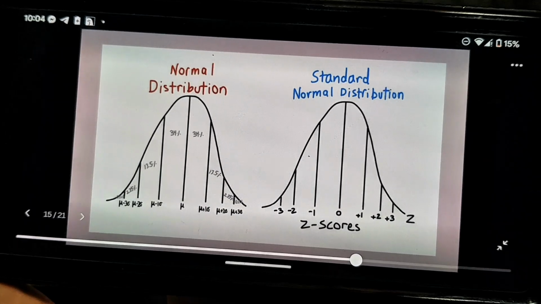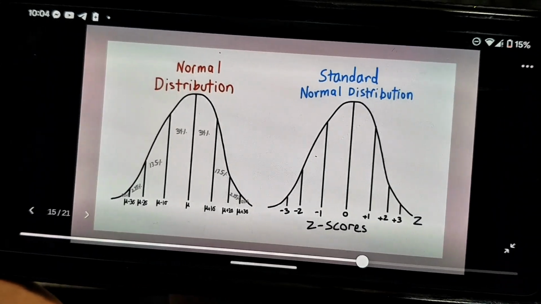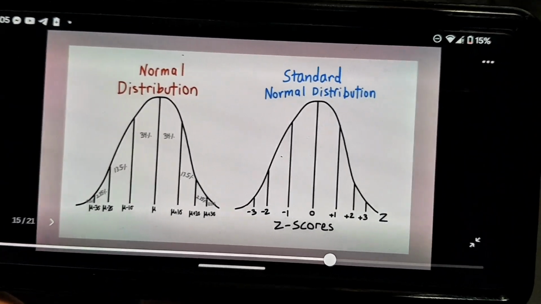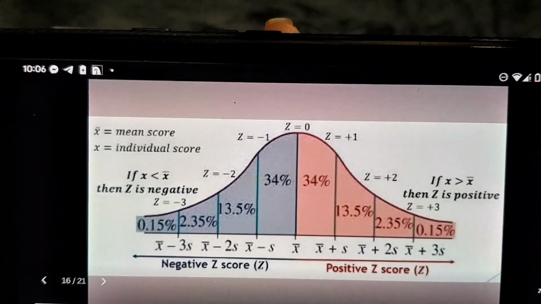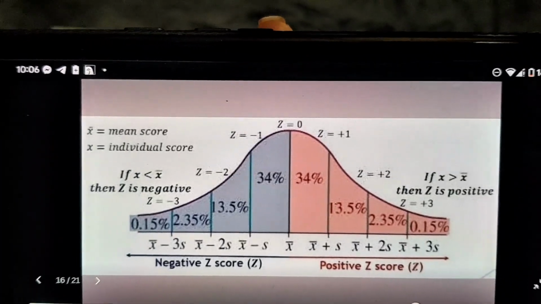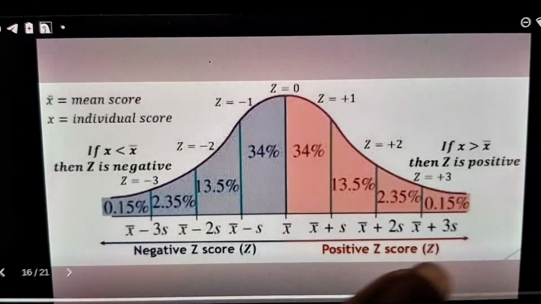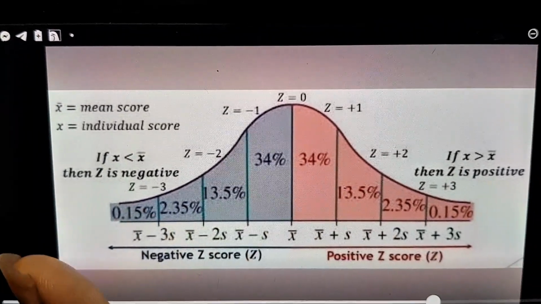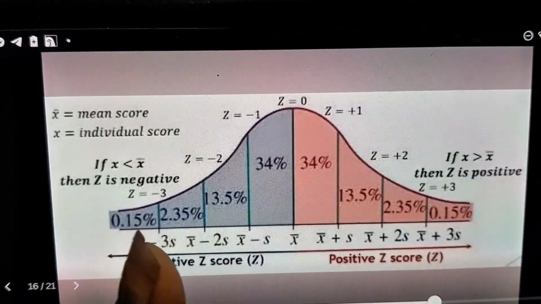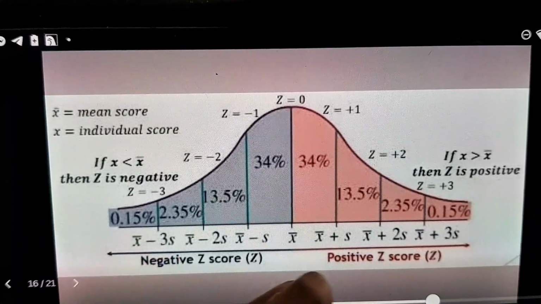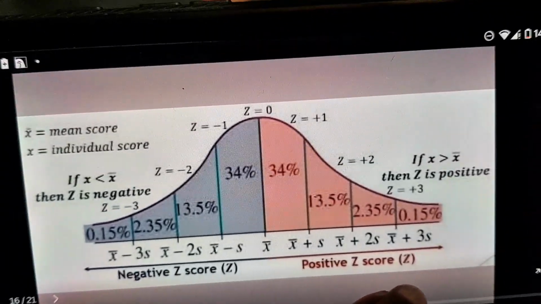This is the normal distribution curve and the standard normal distribution curve, but we will use the normal distribution curve, this one. This is the normal distribution curve in Z-score. The mean is in the middle, with the positive Z-score and the negative Z-score. Dito natin malalaman kung ang ating individual score is less than the mean or greater than the mean.